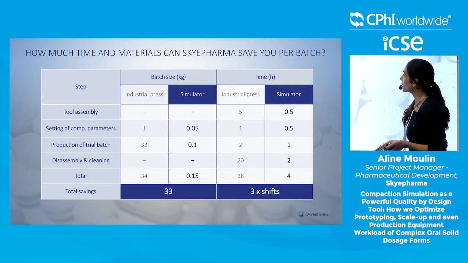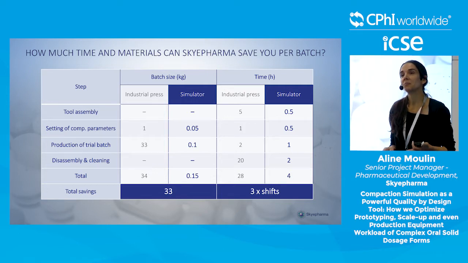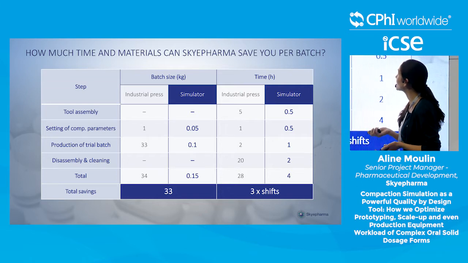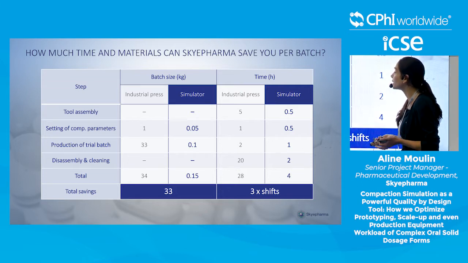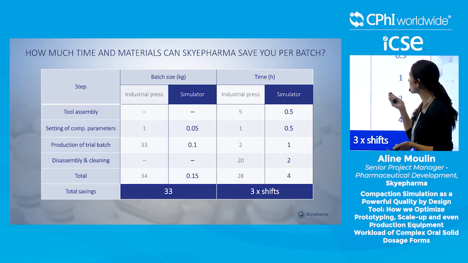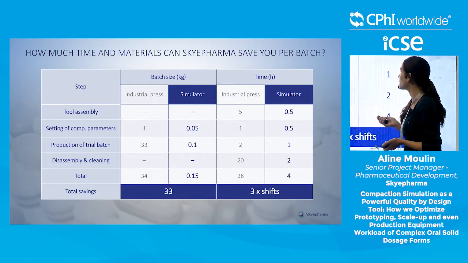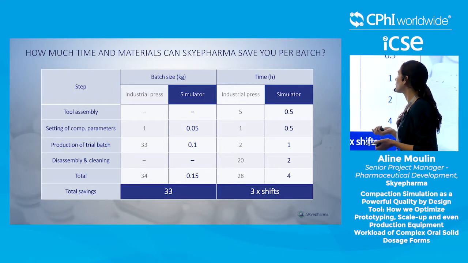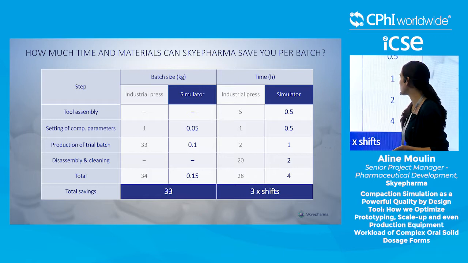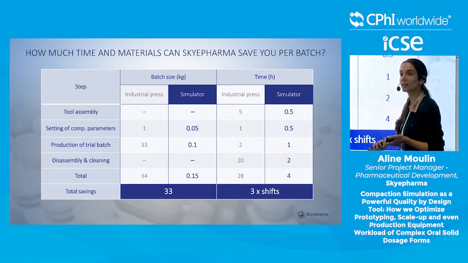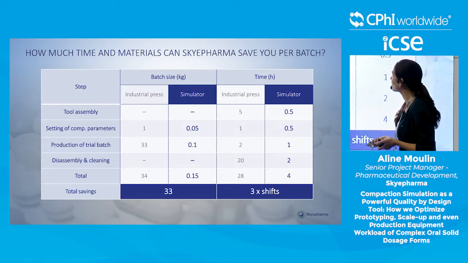We say that compaction simulation allows to save time and money. Here you have an illustration of the batch size and the time that you need to perform an industrial press assay, and the same for the simulator. If you use the simulator, you can see that you can save approximately 30 kilograms of raw material and up to 3 shifts only for a single batch, so that is very significant.